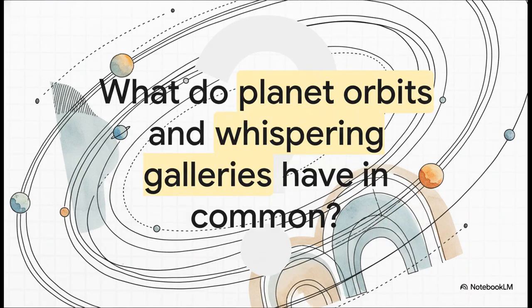So what do these things have in common? Well, the answer is this really elegant mathematical shape. It's not just some squashed circle, you know? It's literally the blueprint for everything from the paths of planets to these incredible architectural marvels. And today, we're going to decode it together.